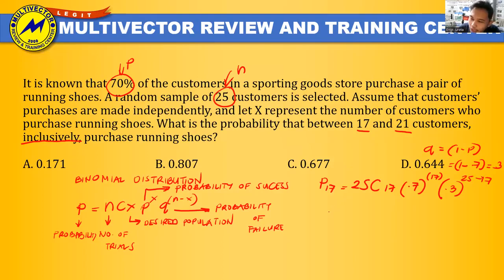Okay, therefore, actually lahat yan, until ma-reach niya yung customer number 21. Kasi nga, between 17 to 21 inclusive, no? So until ma-reach niya yung customer 21, i-add nyo lahat yan. Okay, exactly 18 until ma-reach na yung 21, which is actually 25C21. Okay, so 0.7 raised to 21, 0.3 raised to 25 minus 21. Okay, so pag i-add niya lahat yan, P18, P19, P20. Okay, so pag sinolve niyo yan, ang lalabas dyan.